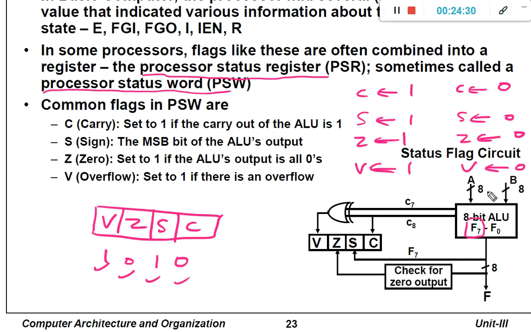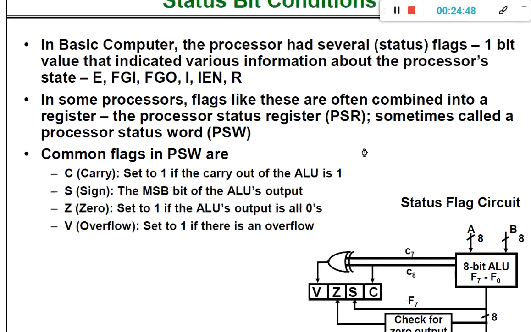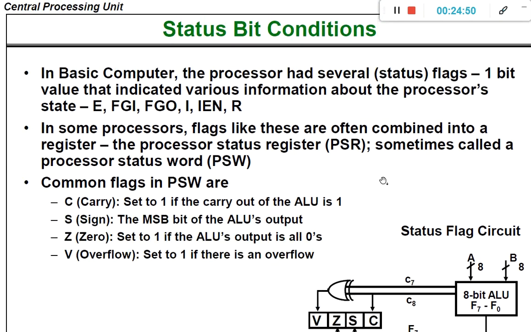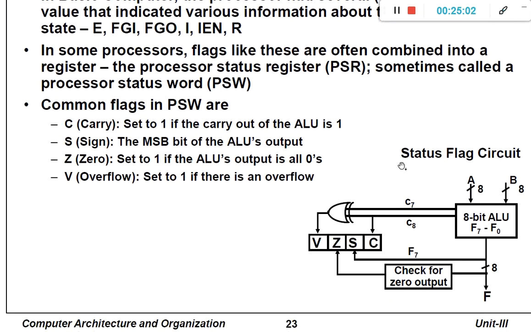Accordingly, it is going to carry out the next operation or stop the current operation if it performed any illegal operation. So like this, we are going to control the different types of operations based on these flags. All these flags we already know. However, here we are clubbing them as a single entity known as the processor status register or processor status word. It is called status bit conditions, and you can see the status flag circuit here. So that is how the operations are performed.